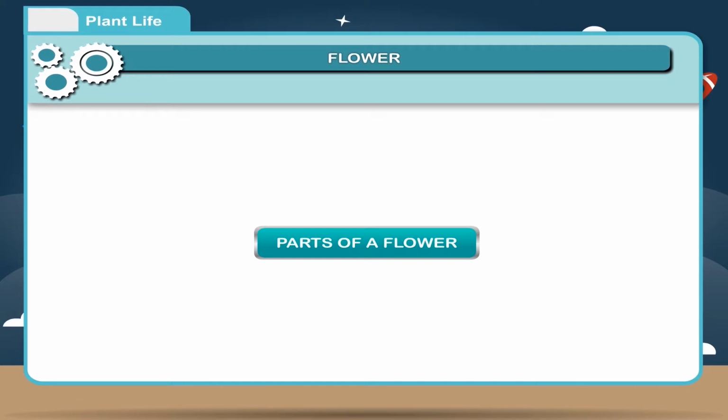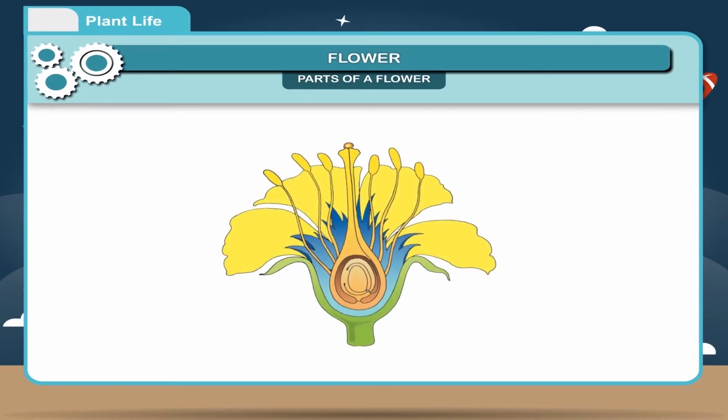Parts of a flower. In general, a flower possesses a long or short stalk through which it is attached to the stem and is called pedicel. The flowers which have pedicel are called pedicellate and the flowers without pedicel are called sessile. The branch that bears flowers is called the mother axis. The tip of the mother axis is swollen, which is called thalamus.